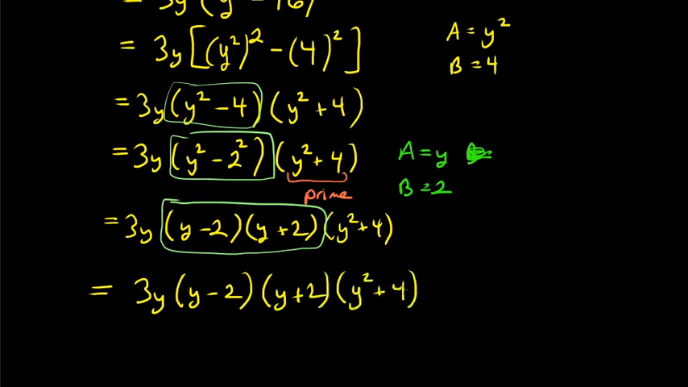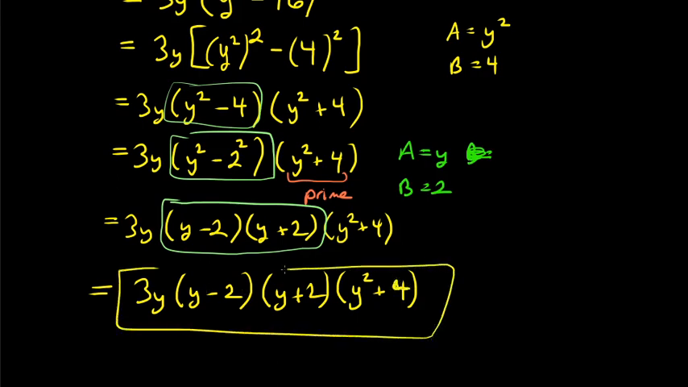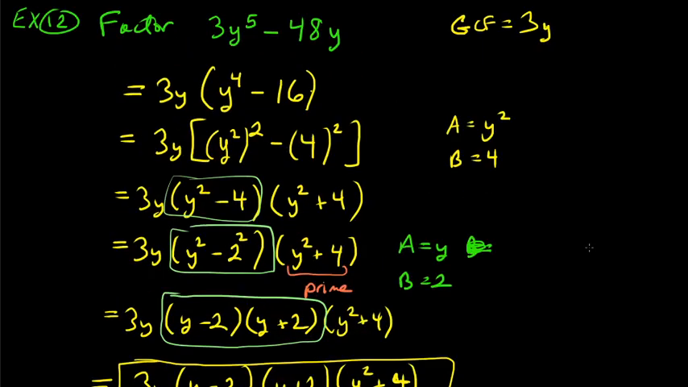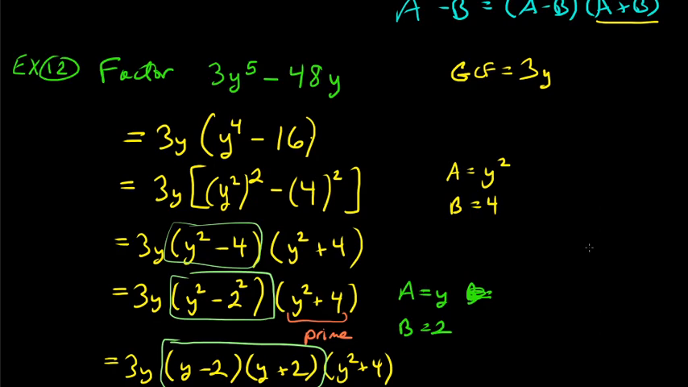Right. I know my 4s look like y sometimes. Sorry about that. Right, and that's as far as you can go. Remember, the y squared plus 4, y squared plus 2 squared, is the sum of squares, which is prime. All right, I hope that does it.